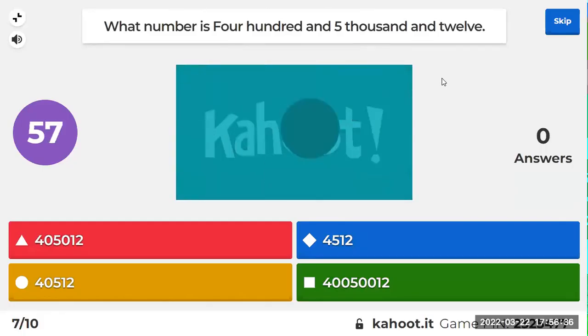So what number is 405,012? This one we need to basically write this word in terms of a number. This one is a giveaway. This is a section 1 type question that usually comes in this form, 20 times in practice, people.